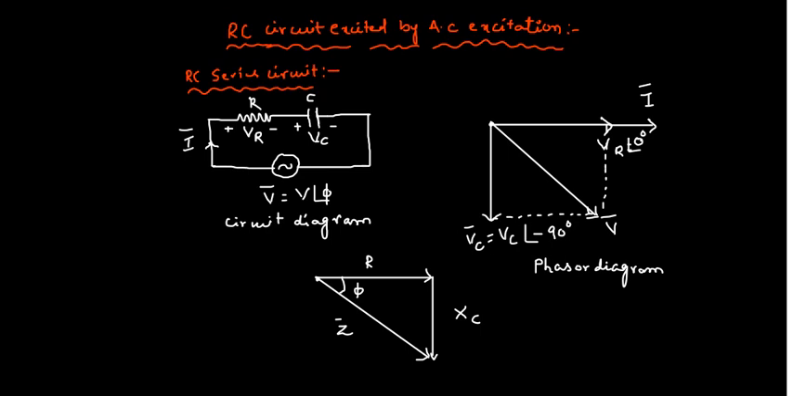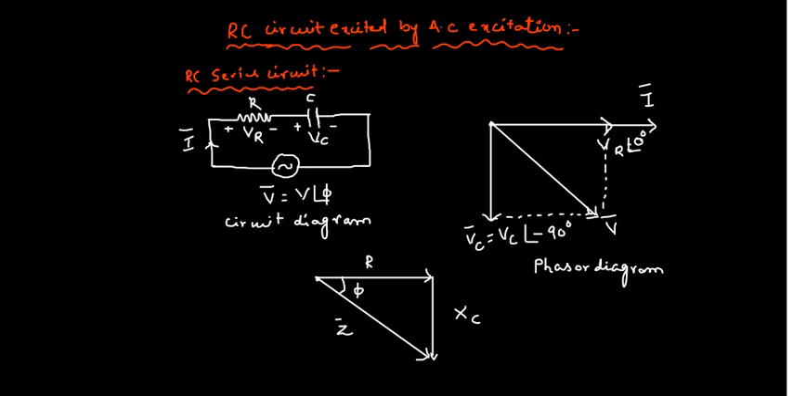Now what is a KVL? KVL is nothing but Kirchhoff voltage law: the algebraic sum of the voltages around the loop equals 0. Here V is the total voltage we are applying. So according to KVL, V bar equals VR plus VC.